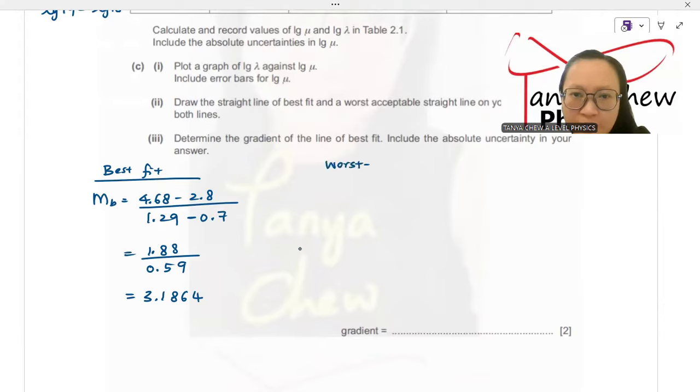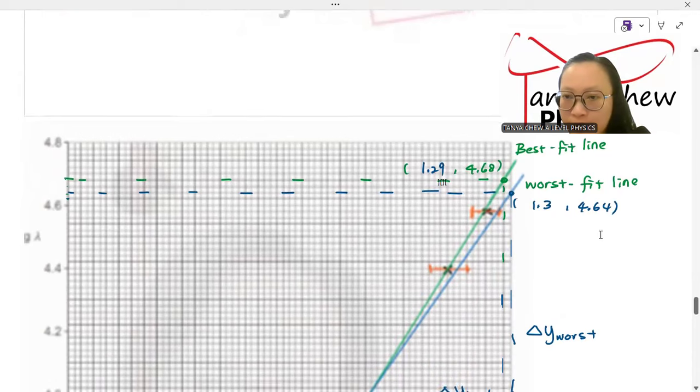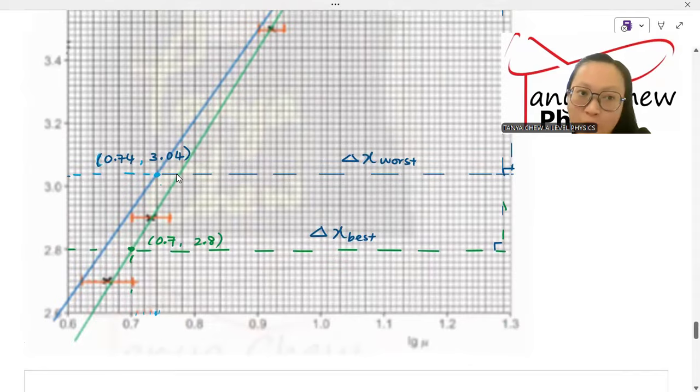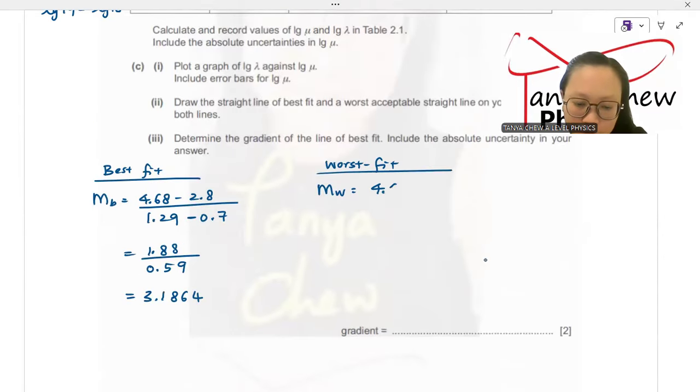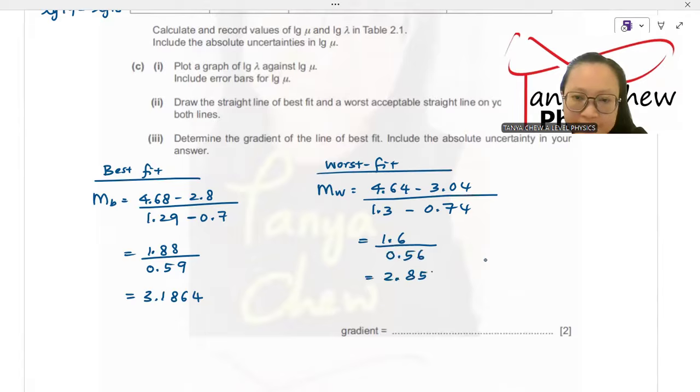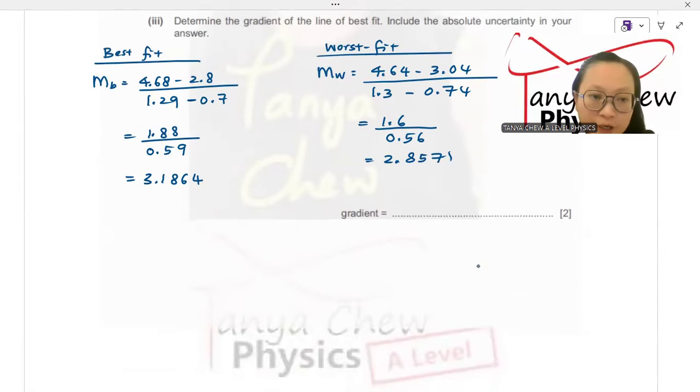So for my worst fit, I'm going to put M worst. I have two coordinates as well. One is 1.3, 4.64, and the other one is 0.74, 3.04. So I'm going to find the gradient. My gradient would be y2 minus y1 divided by x2 minus x1. And my gradient of worst fit is 1.6 divided by 0.56, and I got 2.8571.